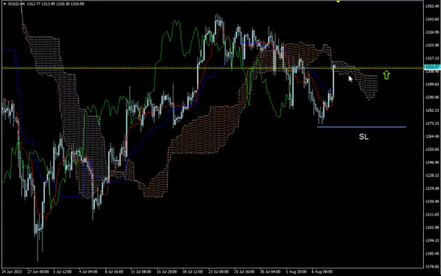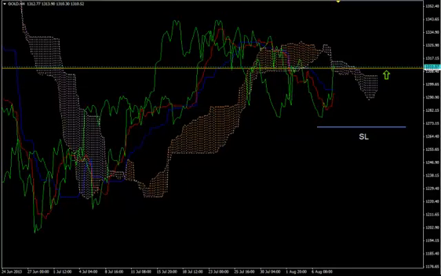You see the Kumo, the cloud. You see Tenkan-sen, the red line, Kijun-sen, the blue line, Chiku-span, the green line, which imitates price action. I'm going to turn candlesticks into a line to see how this line is the same as Chiku-span. You see?